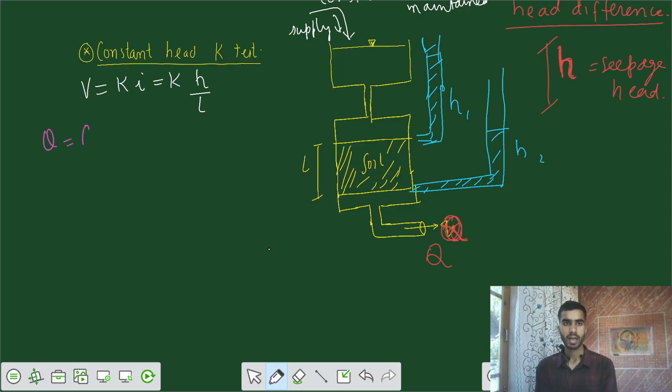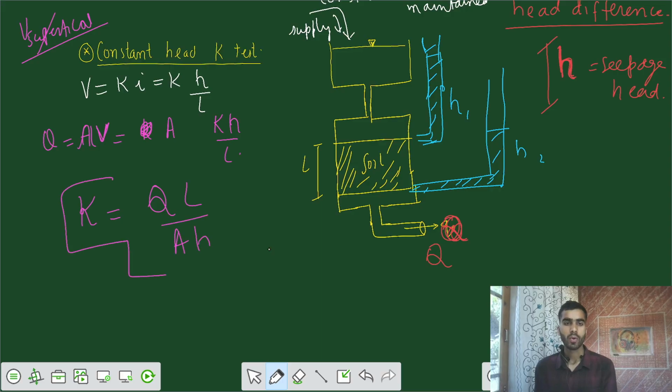Q equals area into velocity, and we are going to talk about that superficial velocity that was not actual, and still we are using that in calculations. So total area of the cross section and your velocity, what you call the flow throughout the cross section, that is equal to A times your velocity of Kh by L. So your permeability value K can be equal to QL by AH. So this is one of the ways we can say.